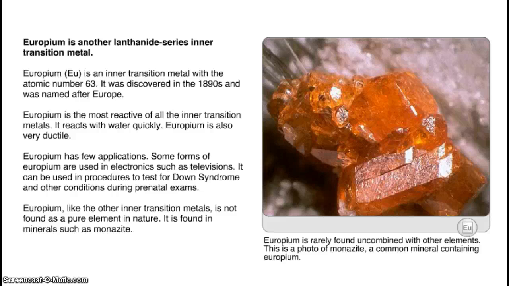Europium, like the other inner transition metals, is not found as a pure element in nature. It is found in minerals such as monazite. Europium is rarely found uncombined with other elements. This is a photo of, wow, I can't say the word, can I? Monazite, a common mineral containing europium.